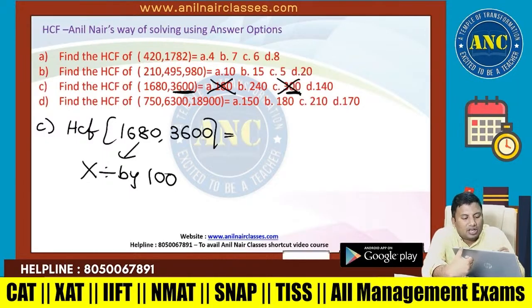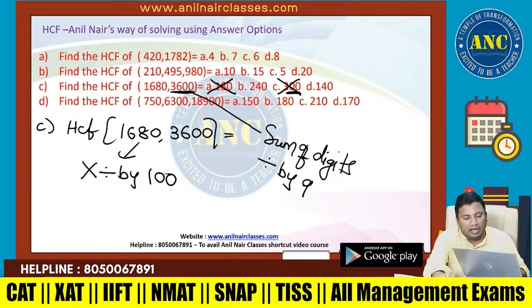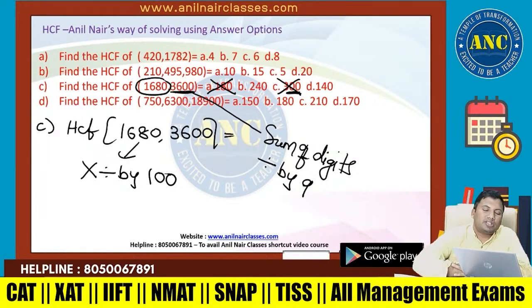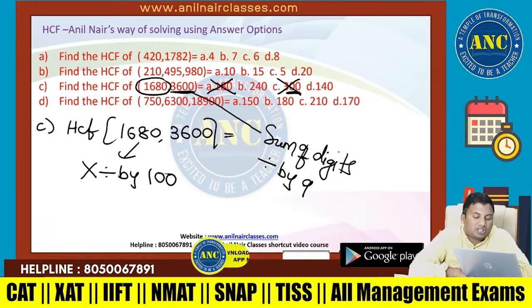Why? Because 3600 is divisible by 9. Why is it divisible by 9? Because the sum of the digits is divisible by 9. 3600's digital sum is 9. But 1680, what is the digital sum? 1 plus 6, 7. 7 plus 8, 15. 15's digital sum is not 9. Option A and option C are ruled out.